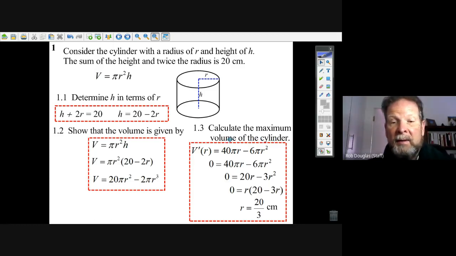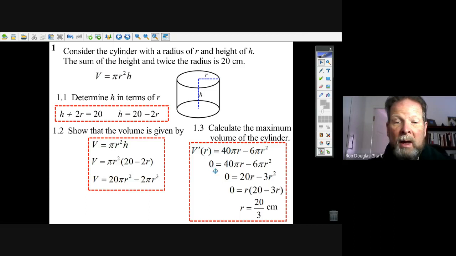Okay, the last question says calculate the maximum volume of the cylinder. To get local maximums and minimums to answer these questions, all you have to do is take the derivative and let it equal 0, and you can find the maximum. So we do that. 2 times 20 is 40, and you bring the power down by 1, it's just 40 pi r. 3 times 2 is minus 6, and you bring it down by 1, it's r squared. Now, the key thing is you let it equal 0, okay?